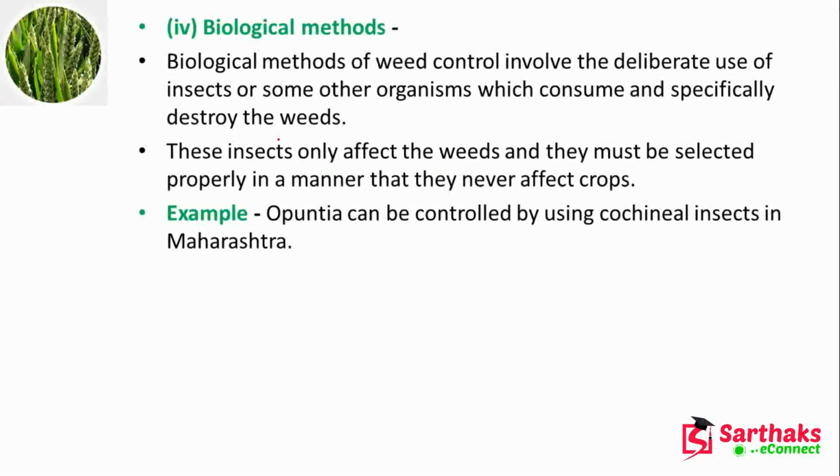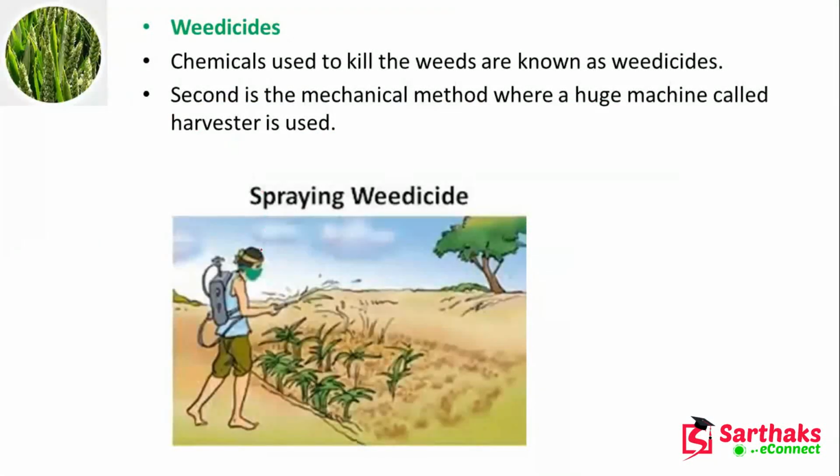Okay. Now the biological method of weed control involves the deliberate use of insects or some other organisms that consume the weeds and destroy the weeds. That we can do also. These insects only affect the weeds. These insects will not affect the required plant or required crop. Like Opuntia, that can be controlled by using the cochineal insect. Now weedicides, as I have told you, this person is spraying the weedicides and it can be harmful for his health as well as for the environment also.